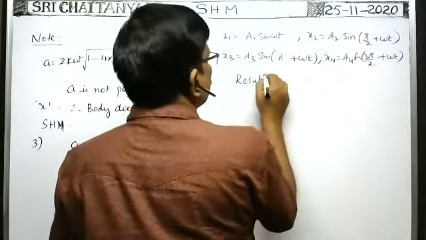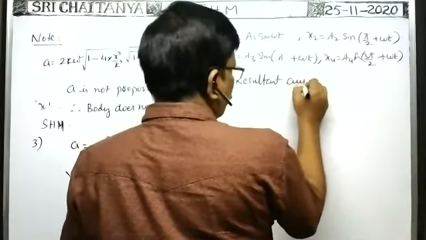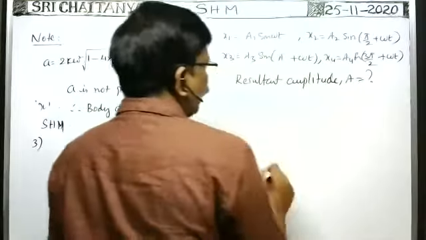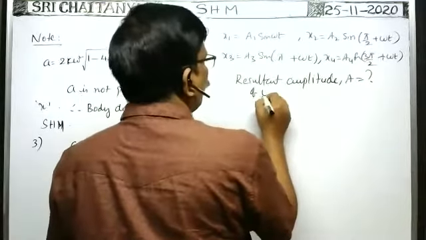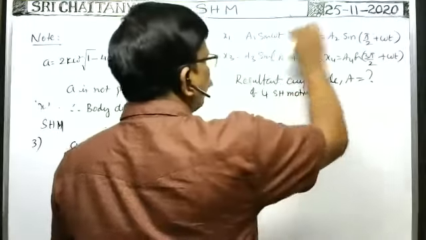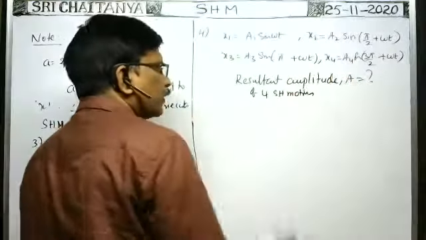Resultant amplitude A is equal to question mark. Resultant amplitude of 4 simple harmonic motions. What is the resultant amplitude of these 4 simple harmonic motions?